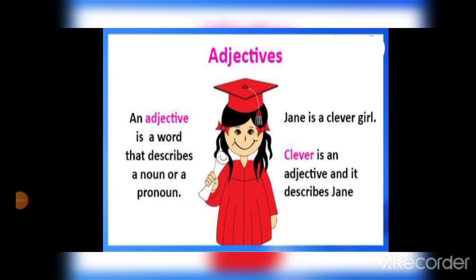Adjectives. An adjective is a word that describes a noun or a pronoun. For example, Jane is a clever girl. Here, clever is an adjective and it describes Jane.